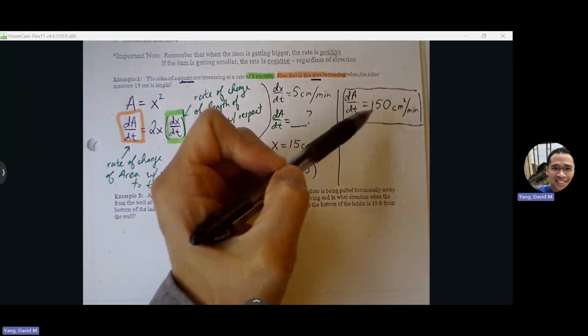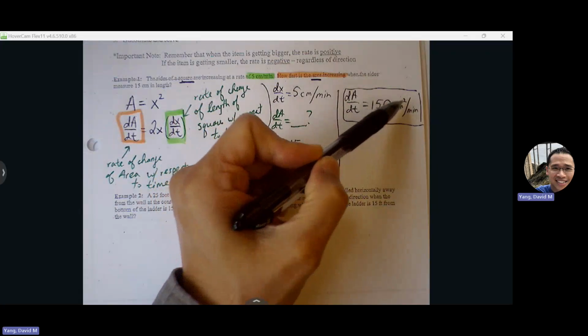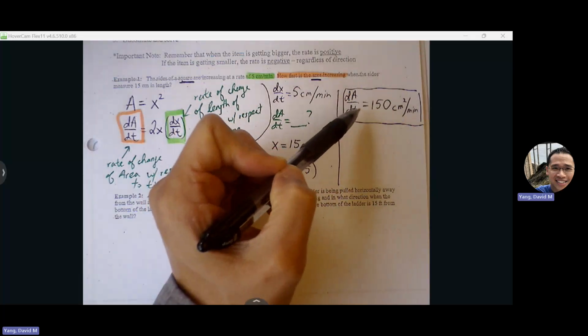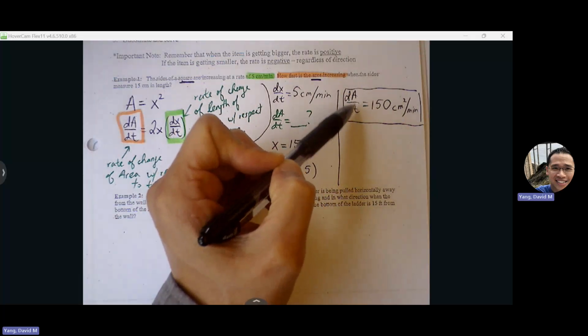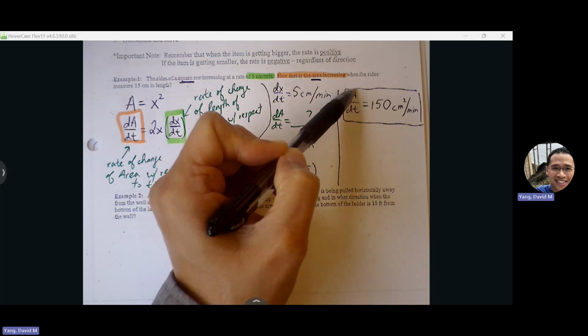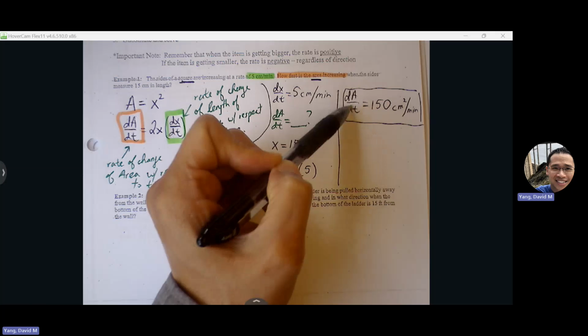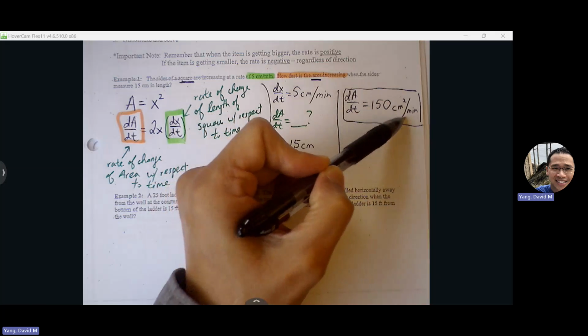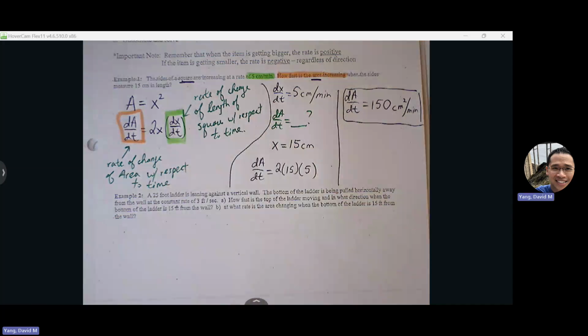If you're ever struggling to figure out what the units are for your variable, look at the variables involved. So area, find the units for that, which is centimeters squared. Look at time. Time is in terms of minutes, so we just divide them over each other, centimeters squared per minute.